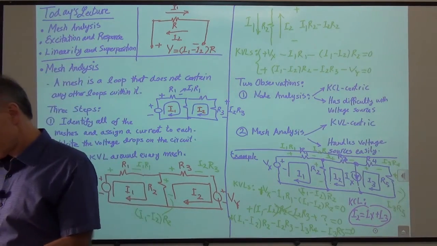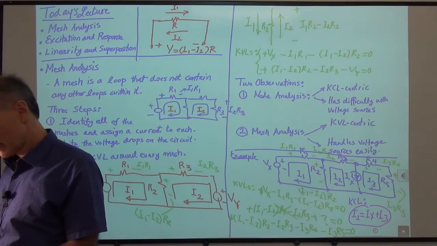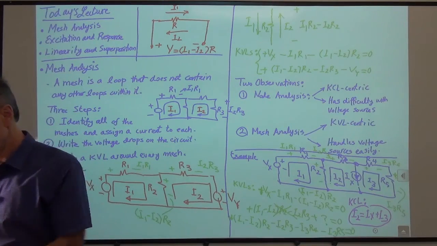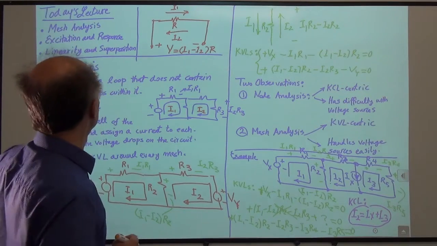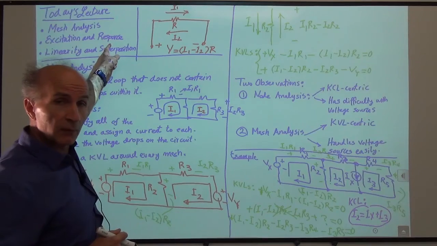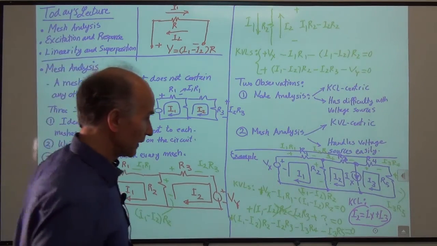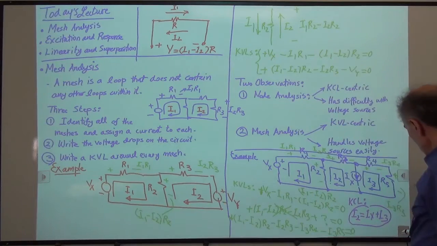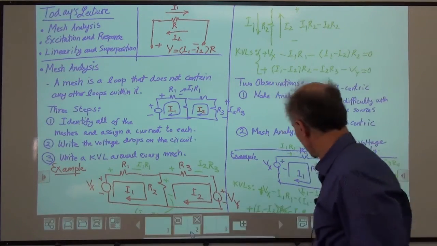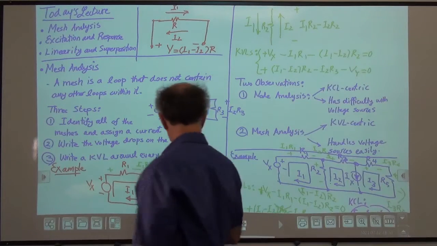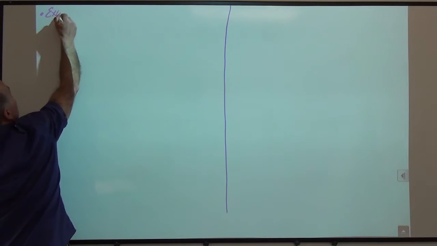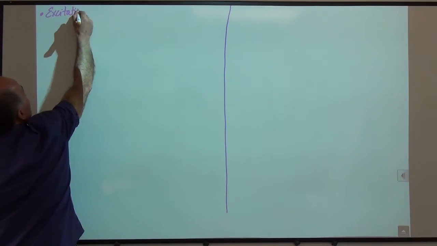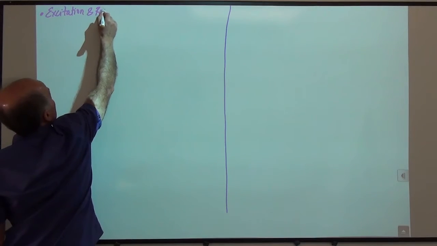Okay, let's see here if I have another point to mention. Okay, so I think that's good. We will move forward to excitation and response, what we mean by these things, and then go to linearity and superposition. So let's go to the next page here. Okay, so we're going to talk about excitation and response.